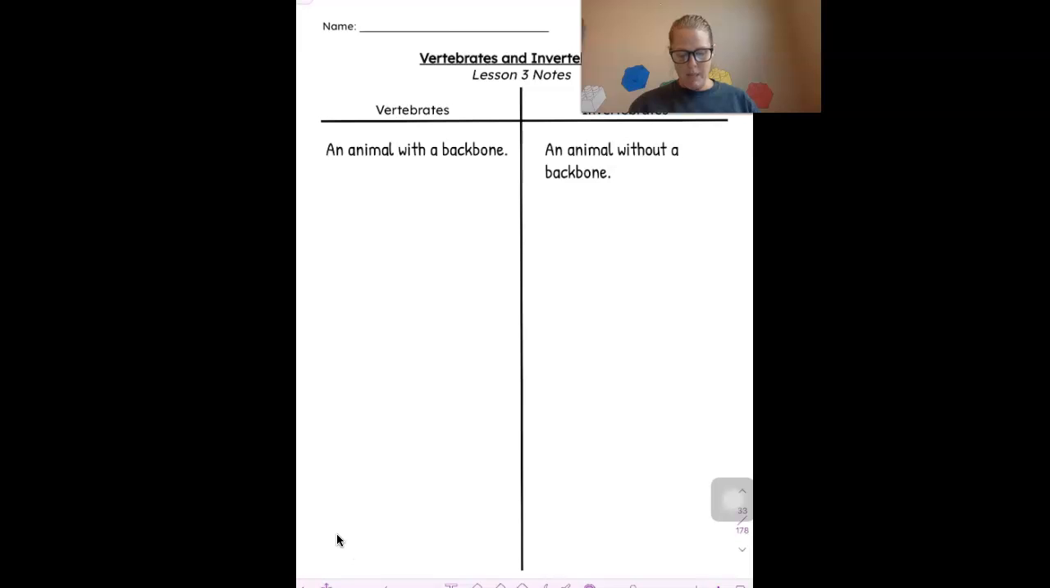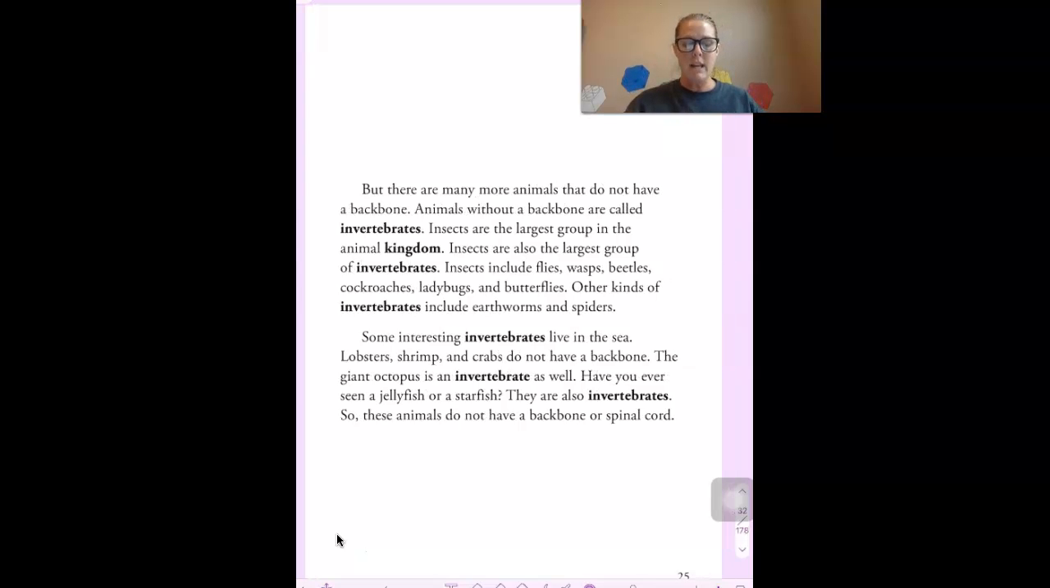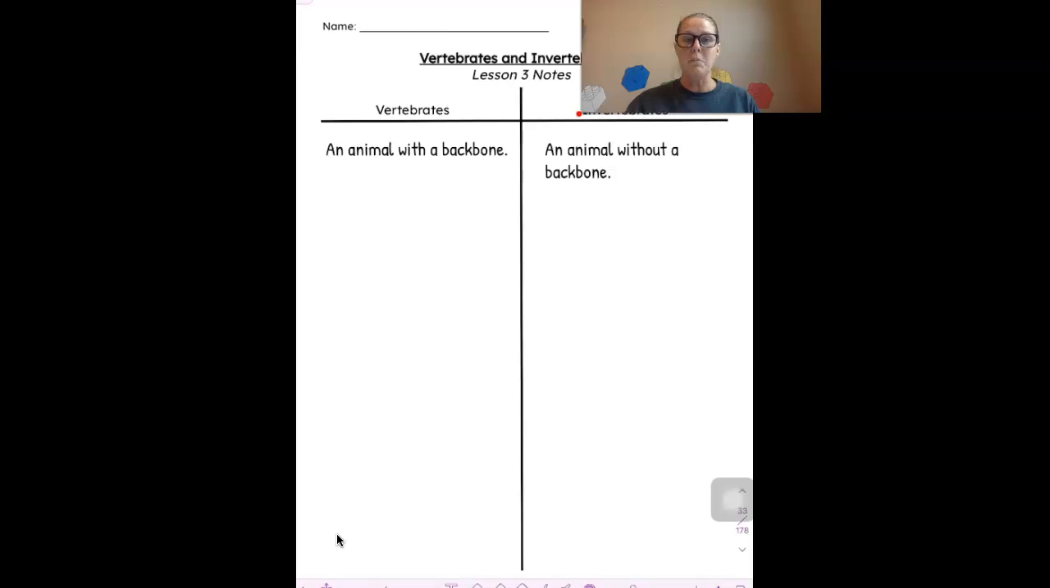On the invertebrate side of your note sheet, I would like you to go back to the page we just read, page 25, and I would like you to list 5 animals that they listed on this page that are examples of invertebrates. There are more than 5, but I would just like you to write 5.